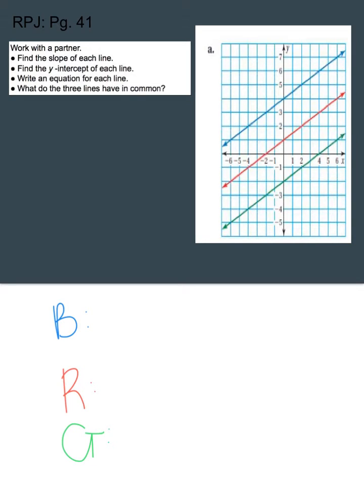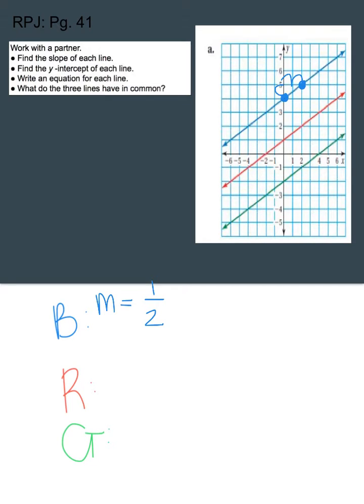The first point I always pick is the y-intercept. And the y-intercept is right here, or (0, 4). Another point that I see that falls perfectly on the grid is (2, 5). So these are the two ordered pairs that I'm going to use. To find slope, remember it's rise over run. So I rise once, and I run twice. So my slope is 1 over 2.